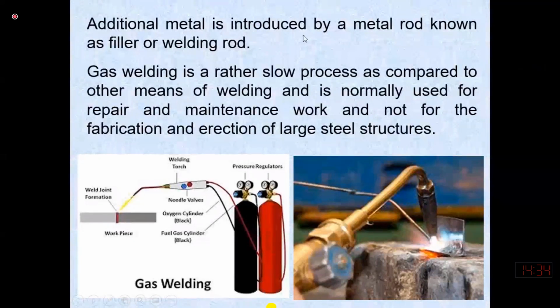So additional metal is introduced. Here you can see that they have an additional metal rod. This additional metal rod is used to connect two plates, and this rod is melted with the help of the high flame temperature. So gas welding is a rather slow process as compared to other means of welding, and is normally used for repair and maintenance work. For small touch-up work, maybe for repair work, but not for fabrication or for the welding procedure at a large stage or at mass level.